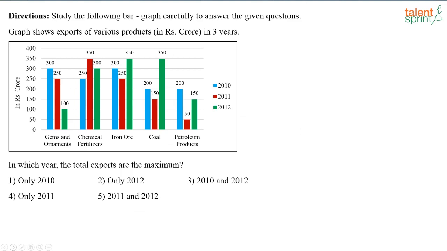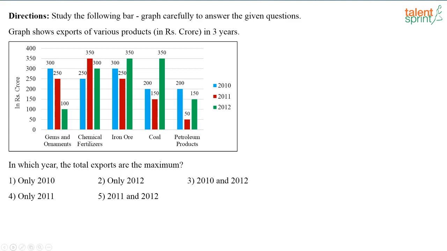So let's look at the first question. See, the data interpretation set in this paper was very easy, I feel. All the sets were easy. None of them were difficult. So give me the answer for this one. In which year are the total exports the maximum? Yes, this was a very easy DI. Correct. So how do you find out the total exports each year?